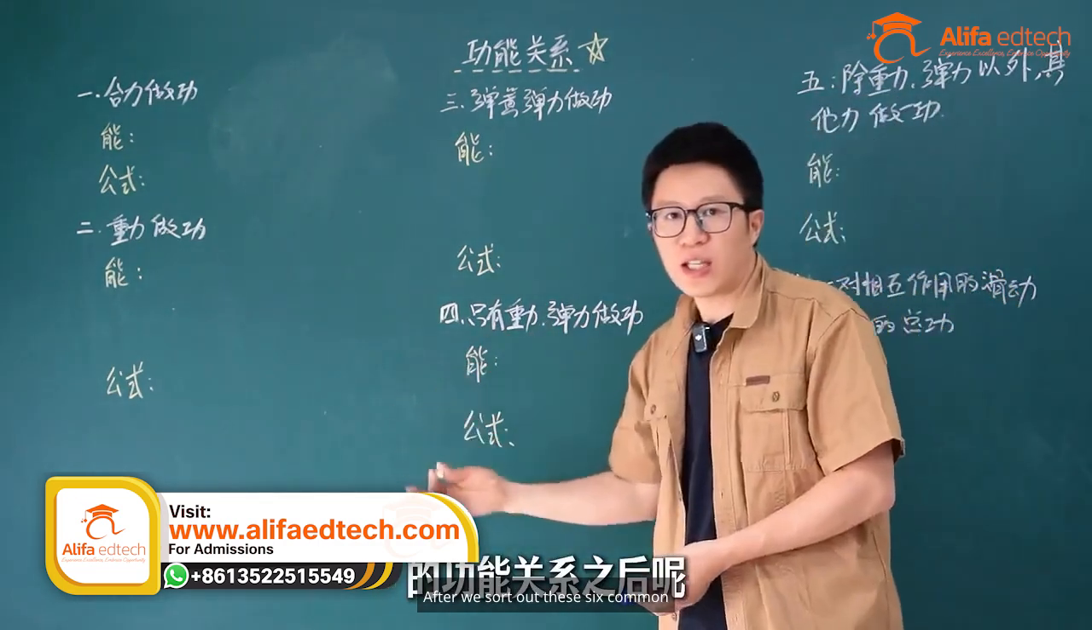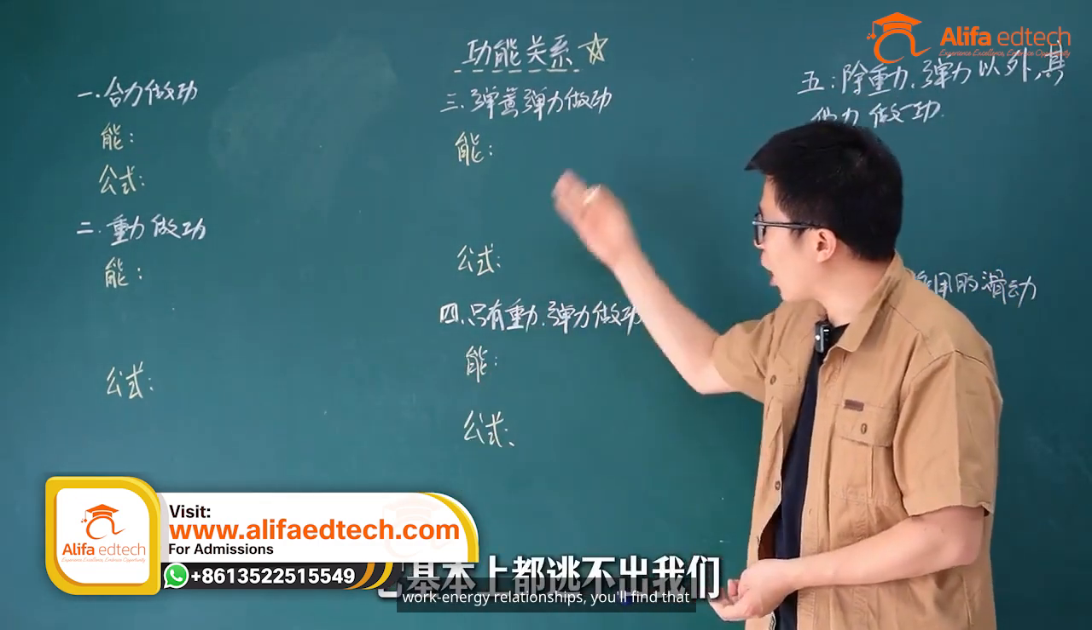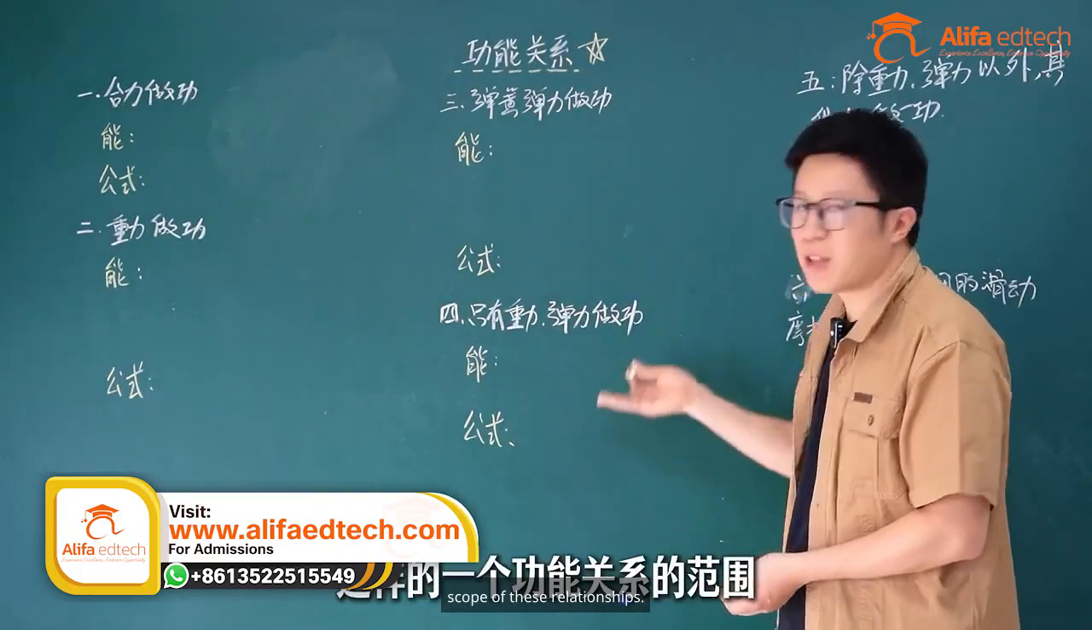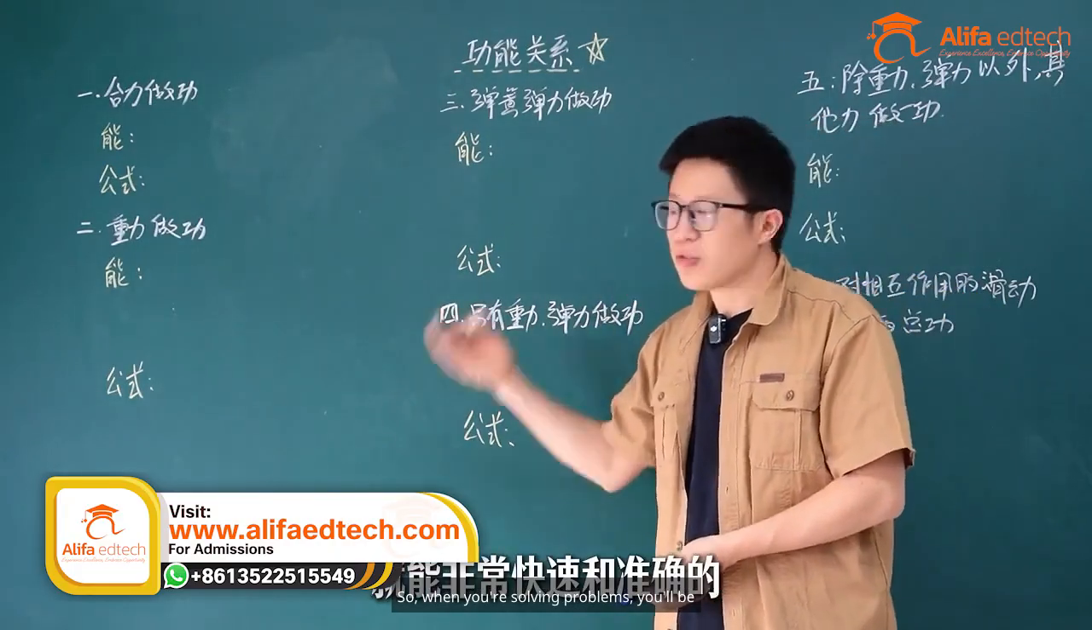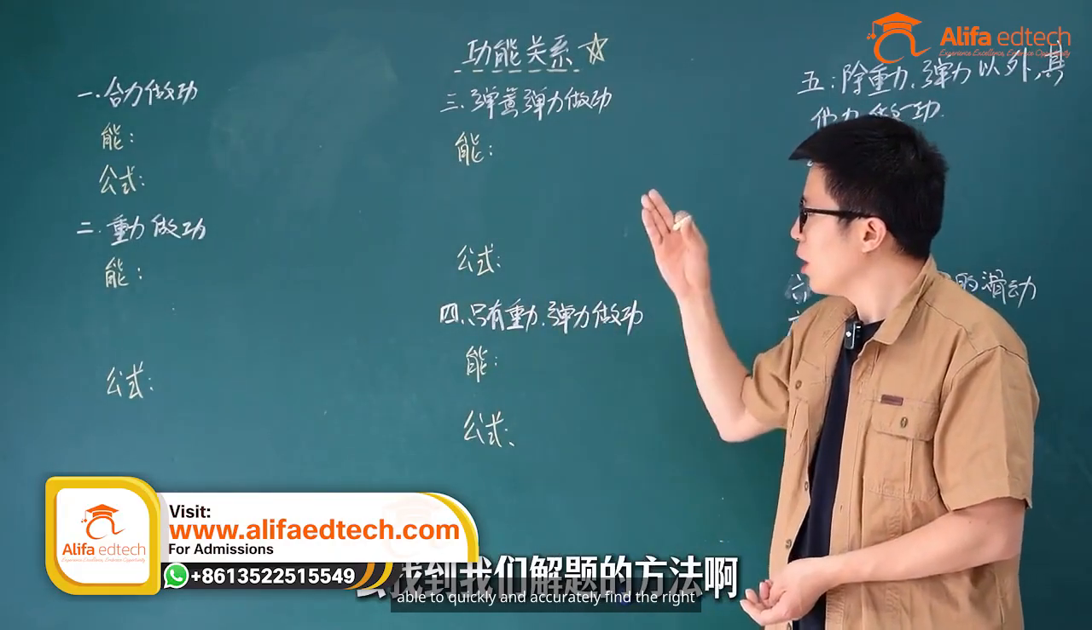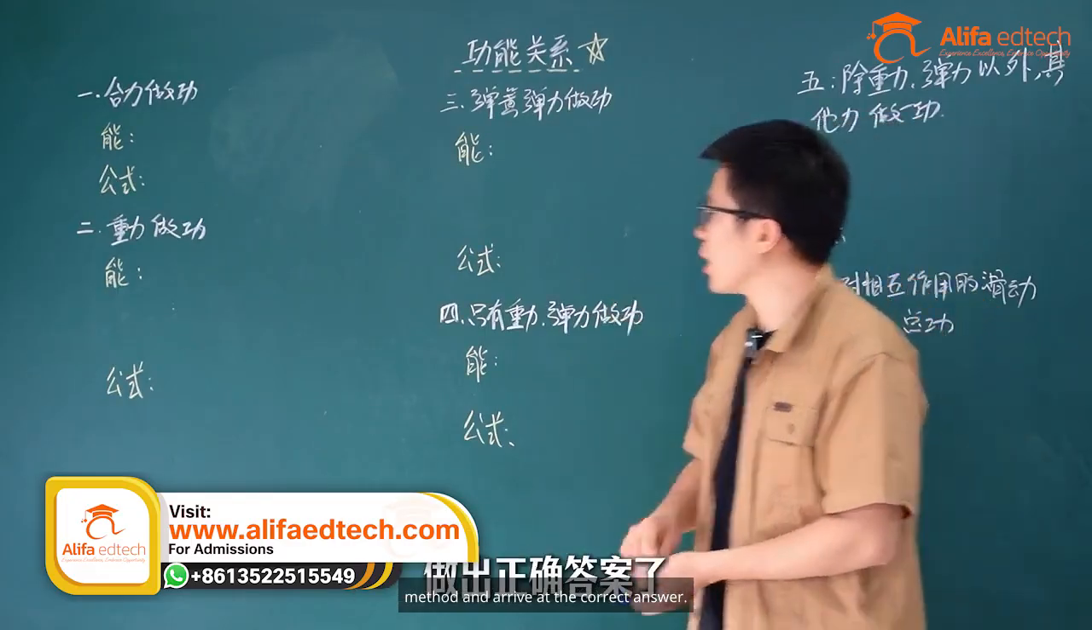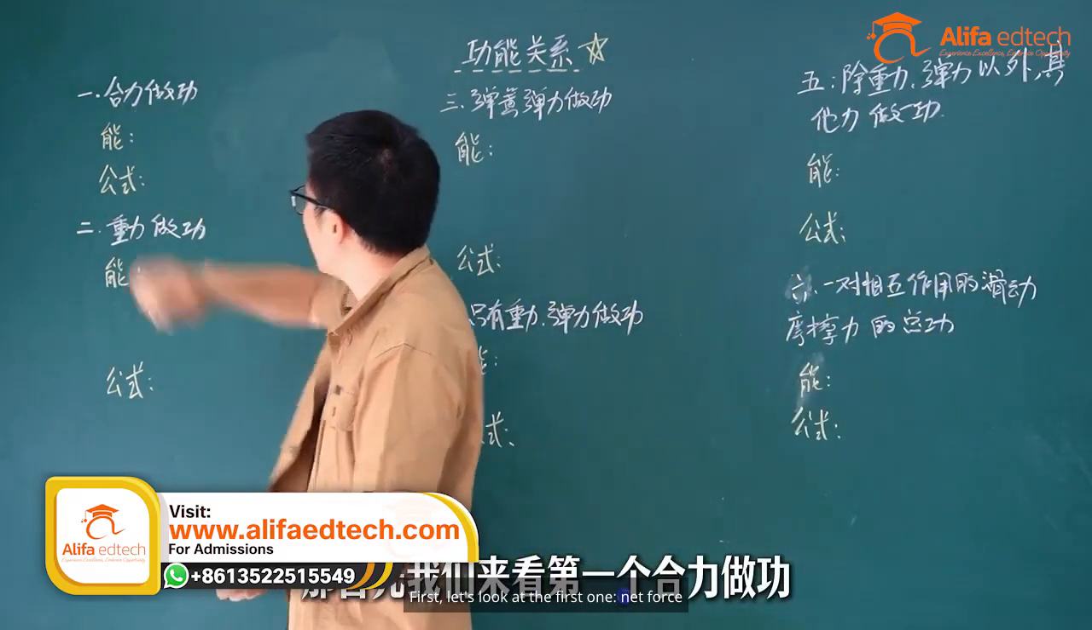After we sort out these 6 common work-energy relationships, you'll find that most problem types basically fall within the scope of these relationships. So, when you're solving problems, you'll be able to quickly and accurately find the right method and arrive at the correct answer. First, let's look at the first one, net force doing work.